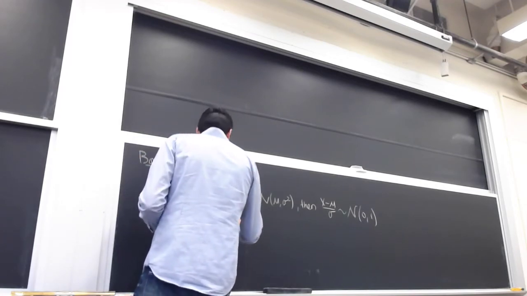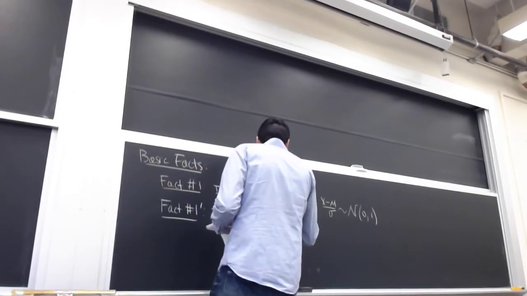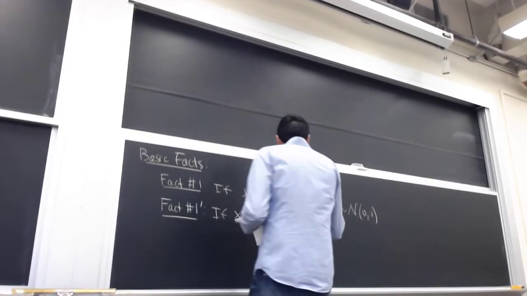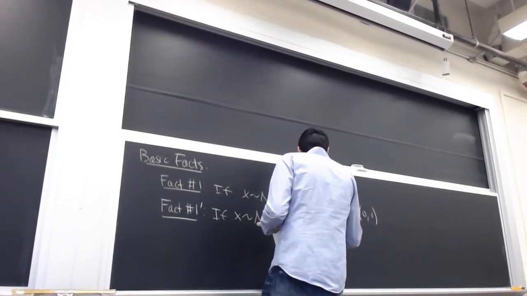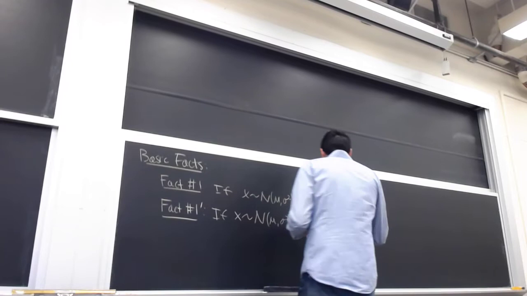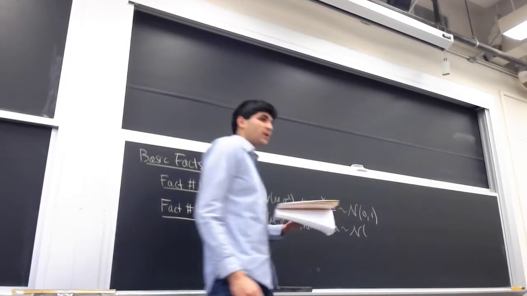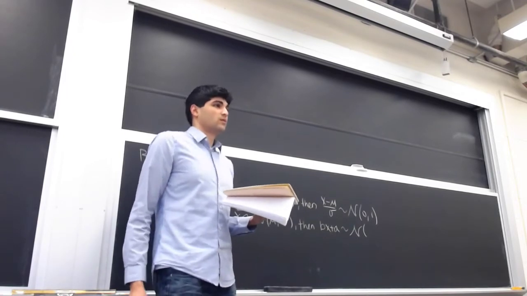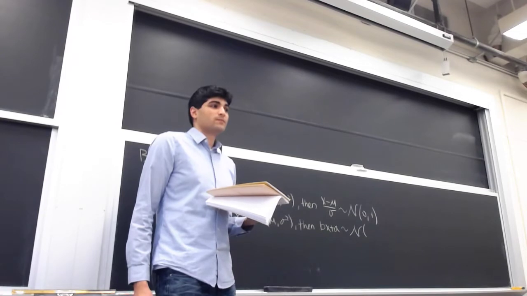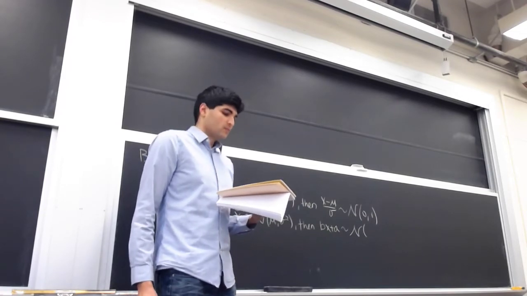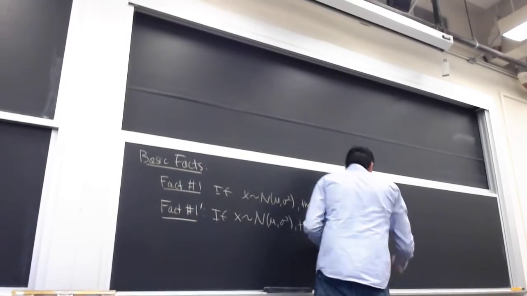So if instead we have X again distributed as N(mu, sigma squared), then bX plus a. Can anyone tell me what this should be distributed as? b mu plus a, b squared sigma squared. Yeah. So b mu plus a is definitely the mean.